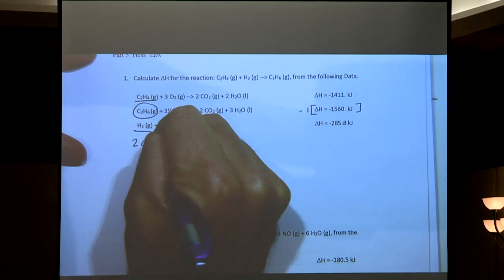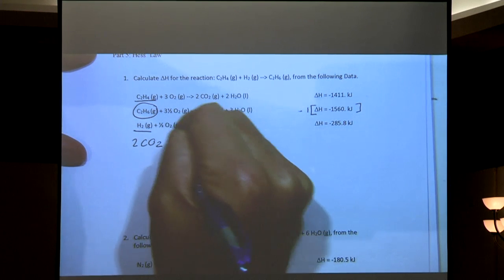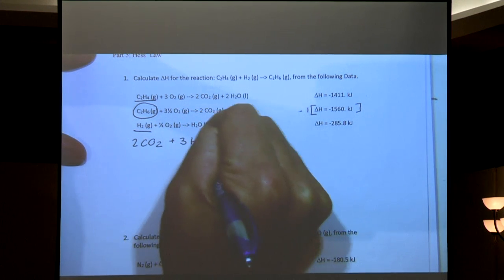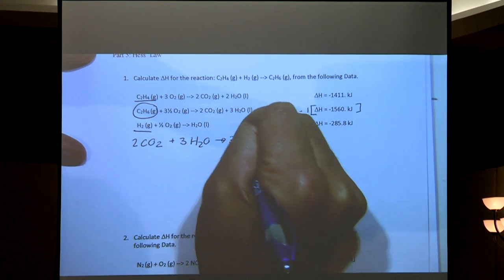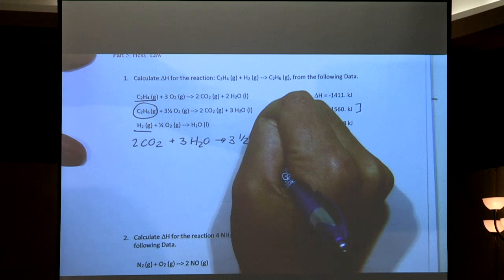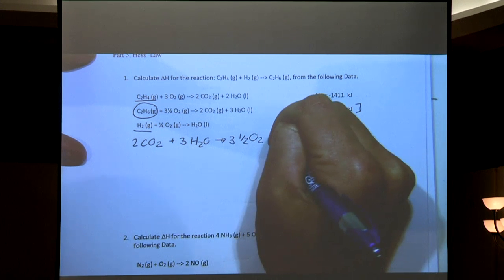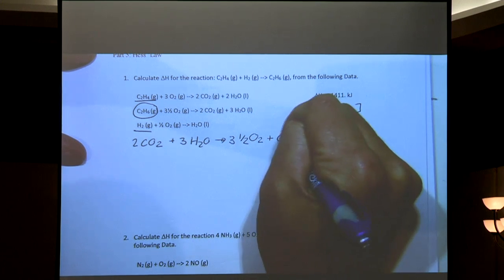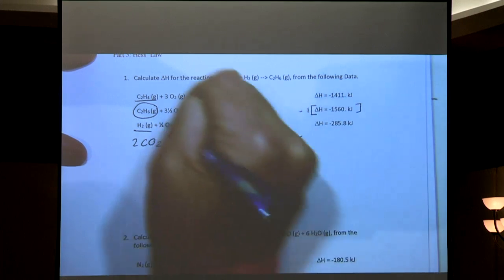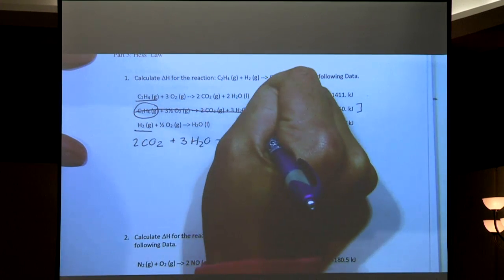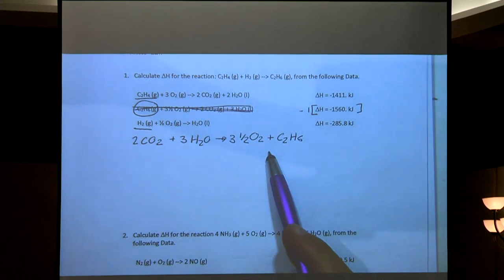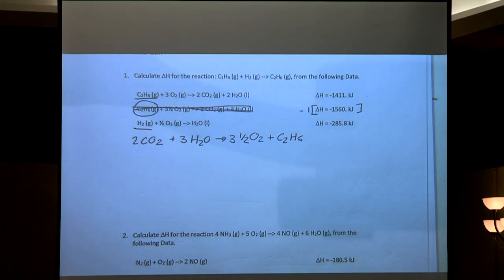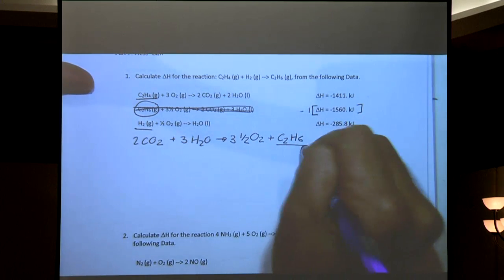2CO2 plus 3H2O forms 3.5 O2 plus C2H6. I'm going to go ahead and cross that one out because we're no longer looking at that. This is our new reaction. Okay? And I have this over here.